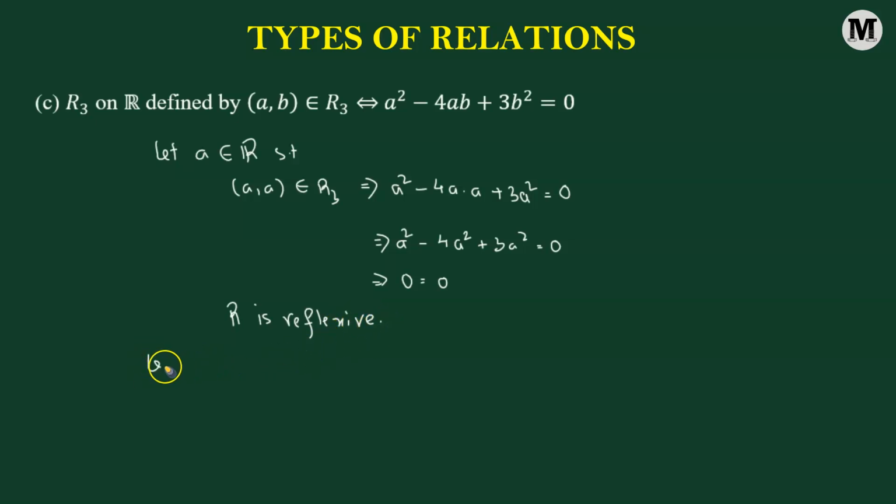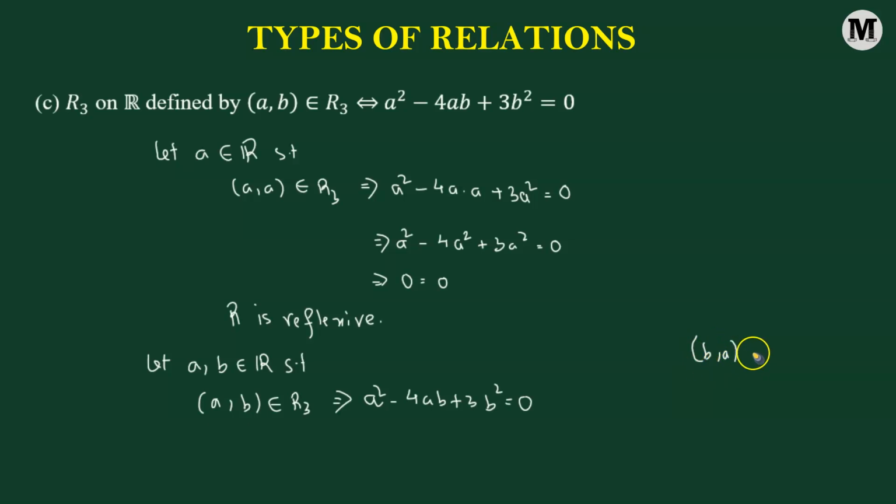Now let's go to the second one to check whether it is symmetric or not. Here we're going to consider two arbitrary elements a and b belonging to the set of real numbers R such that if we have the ordered pair a comma b belonging to the relation R3, then that simply means that a squared minus 4ab plus 3b squared, this is the definition, equals to 0. But to check for symmetry, we have to show that b comma a also belongs to the relation R3. So what does it mean when you say that b comma a belongs to R3? If we look at the equation, we have to change the position of a and b.